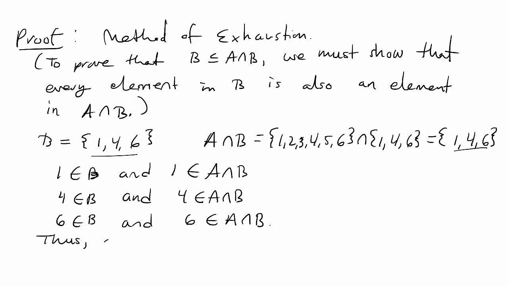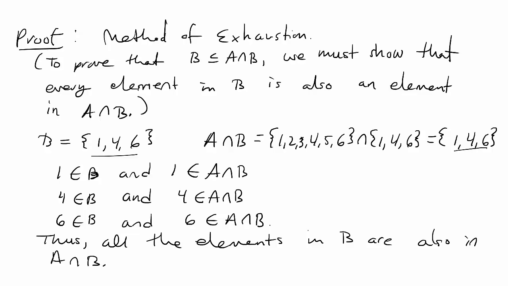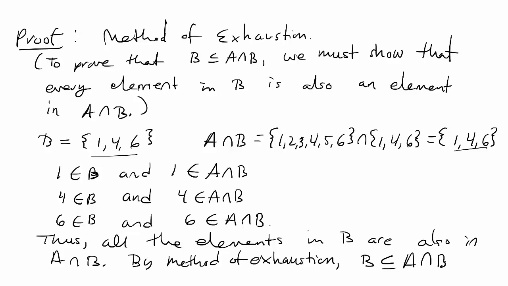Thus, all the elements in B are also in A intersection B. By method of exhaustion, B is a subset of A intersection B. And then we'll end with a little QED. So that's your method of exhaustion when you have sets that are defined.